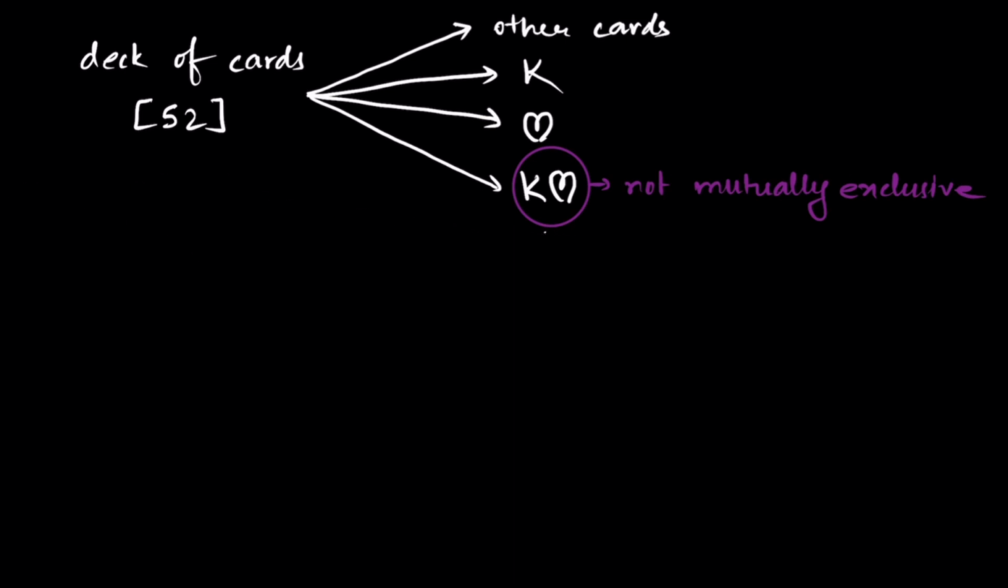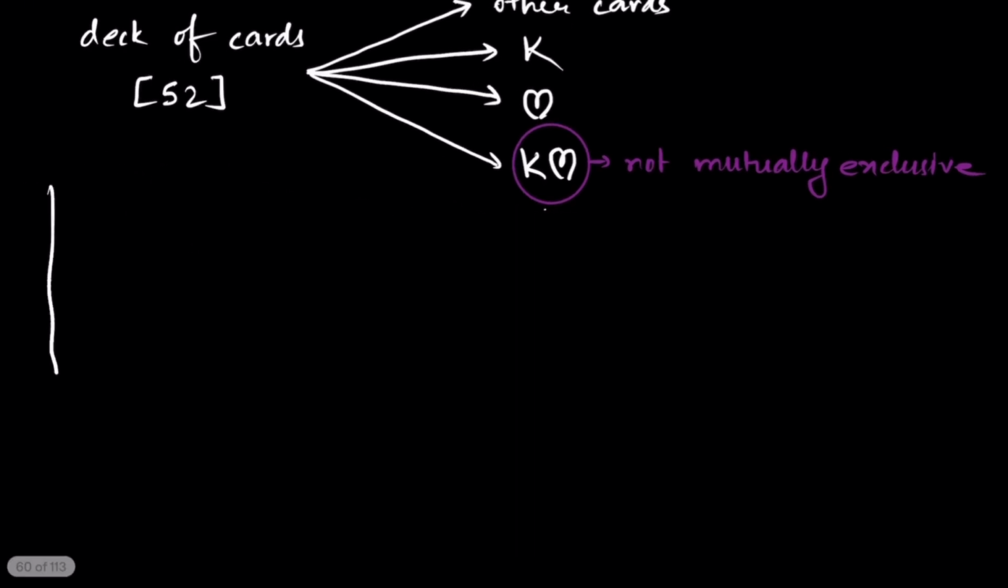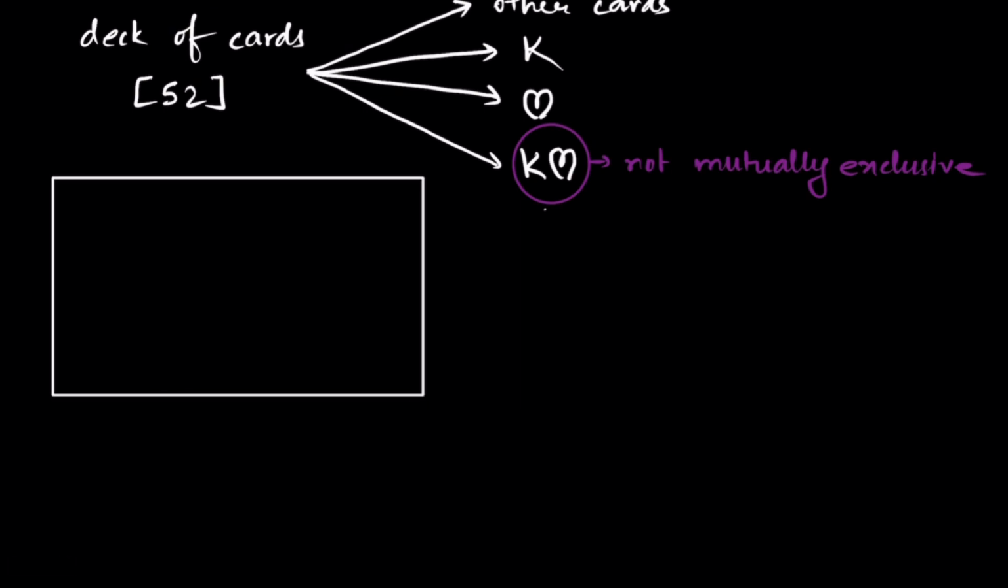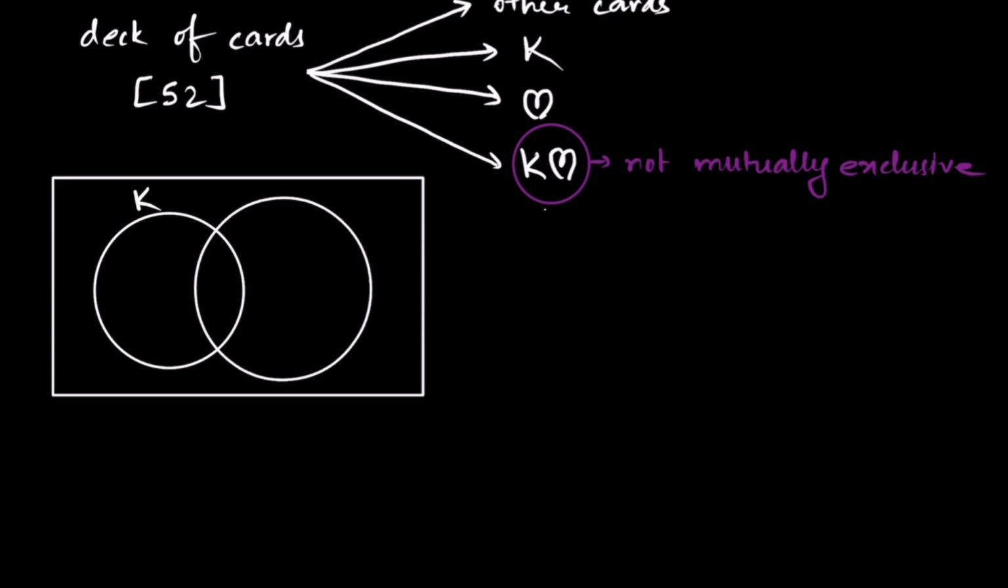Let's go through all of this. So let me show you the same question in a Venn diagram. So here's the Venn diagram for the question. So there is a probability that you might get a king.